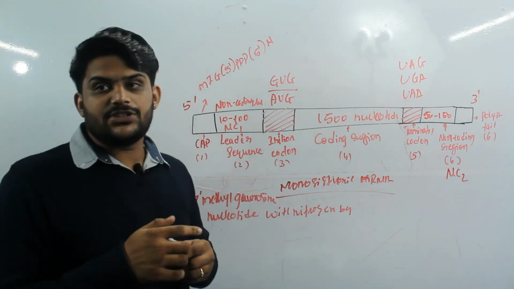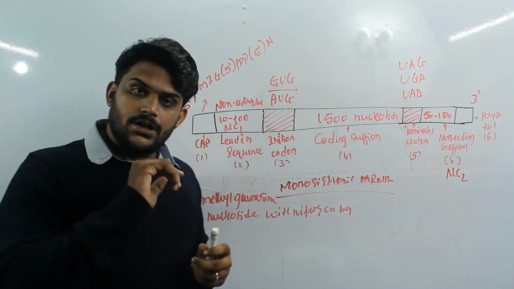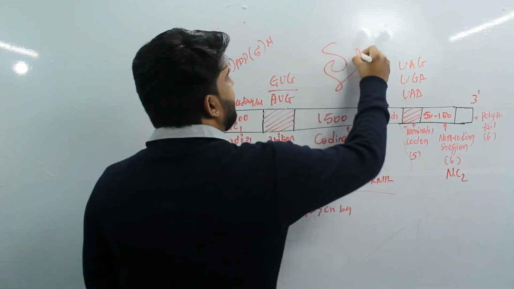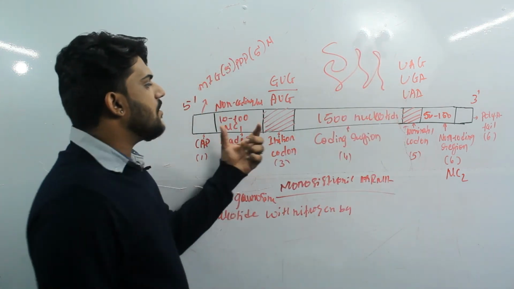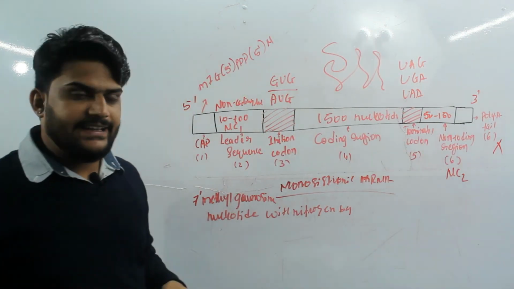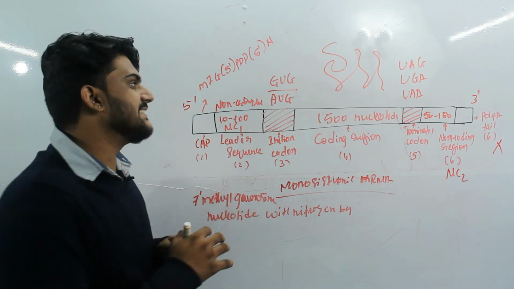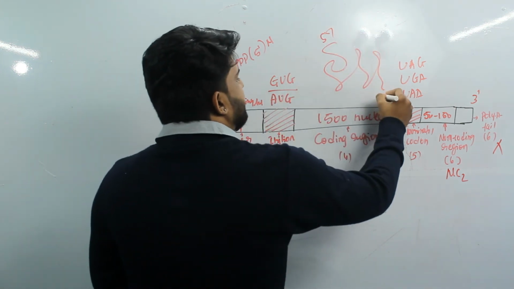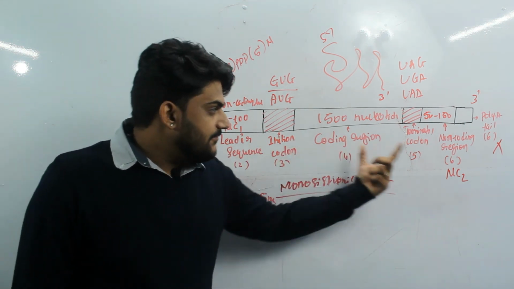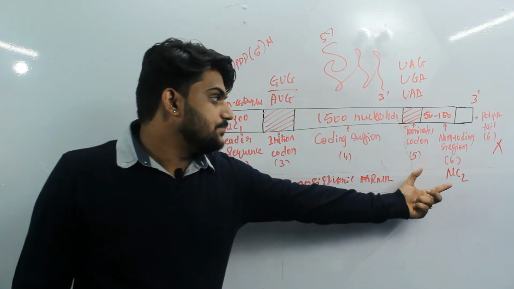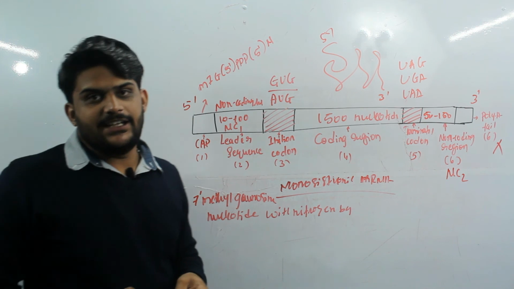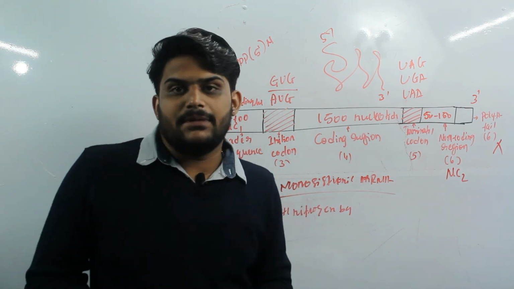Now coming to the polycistronic mRNA strand. It looks like a single strand which has all the structures, only it will not contain the poly-A tail, the seventh position. It also starts with a 5' end and ends with a 3' end, and has all six regions, leaving out the seventh one, that is the poly-A tail. And this is the mRNA structure.